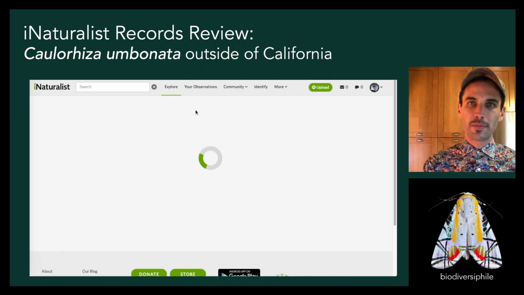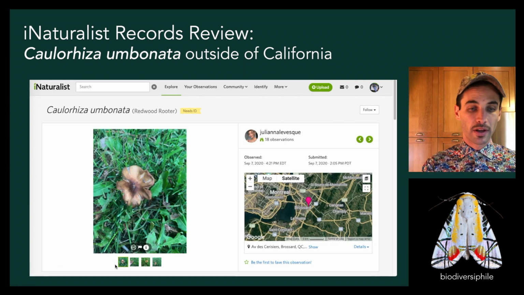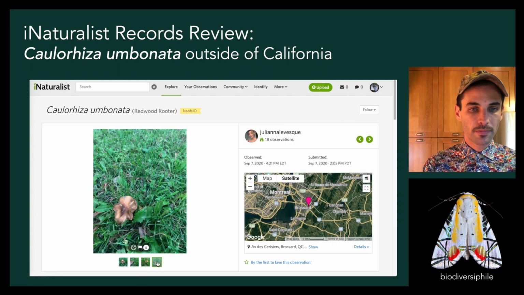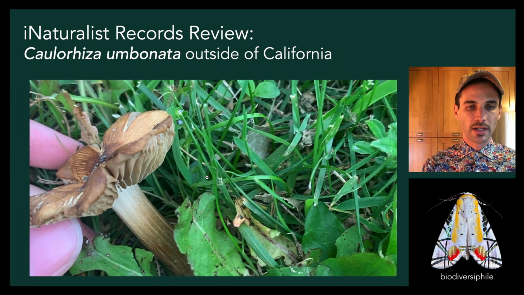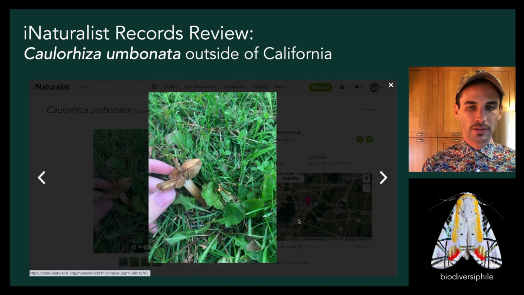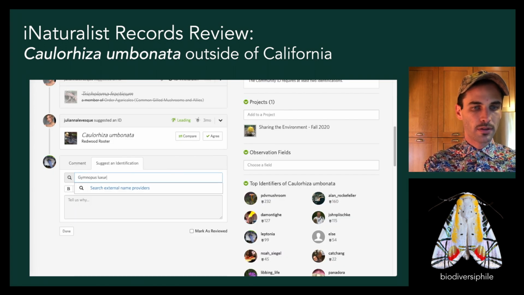A lot of these are just going to be Agaricales. Part of the problem is that Caulorhiza is a really generic looking mushroom, and the AI probably thinks that a lot more mushrooms look like Caulorhiza than actually are. This to me looks like Gymnopus luxurians. So we'll just do that.